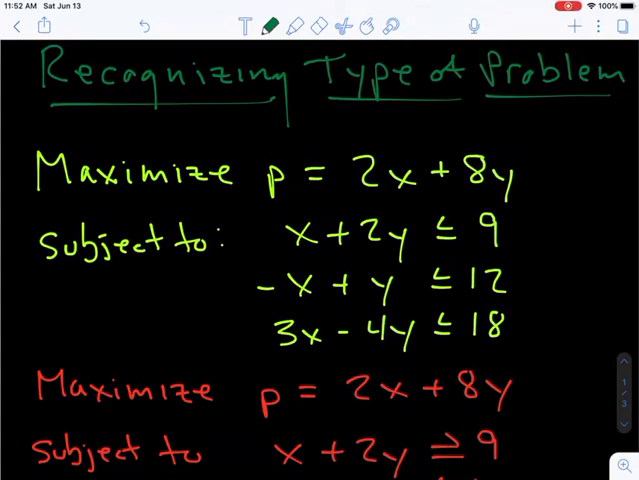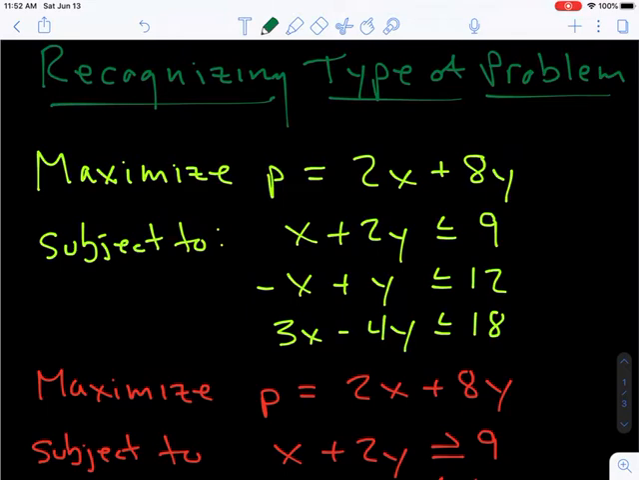In this video, I want to concentrate on recognizing what type of problem we have. We have four different types of problems: standard maximization problems, standard minimization problems, non-standard max problems, which have mixed constraints, and non-standard min problems, which have mixed constraints. Each one of these four types of problems we approach in a slightly different manner.